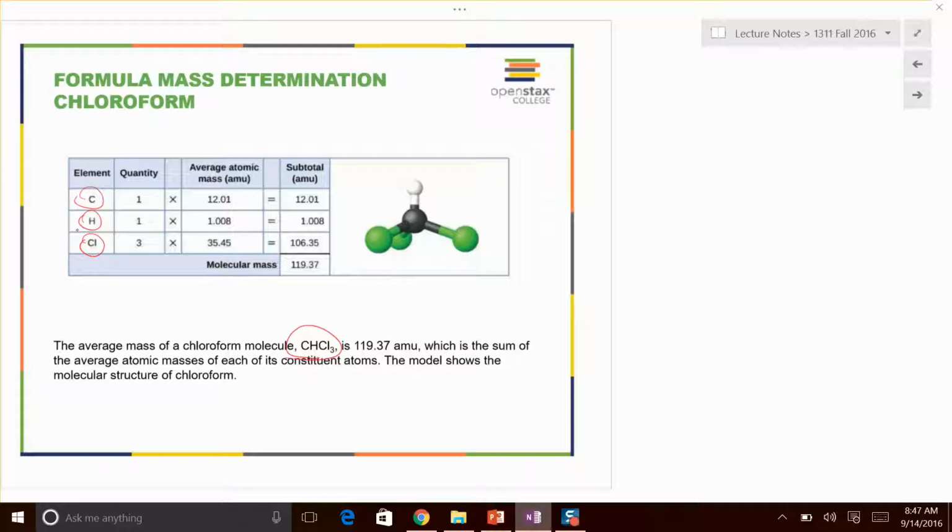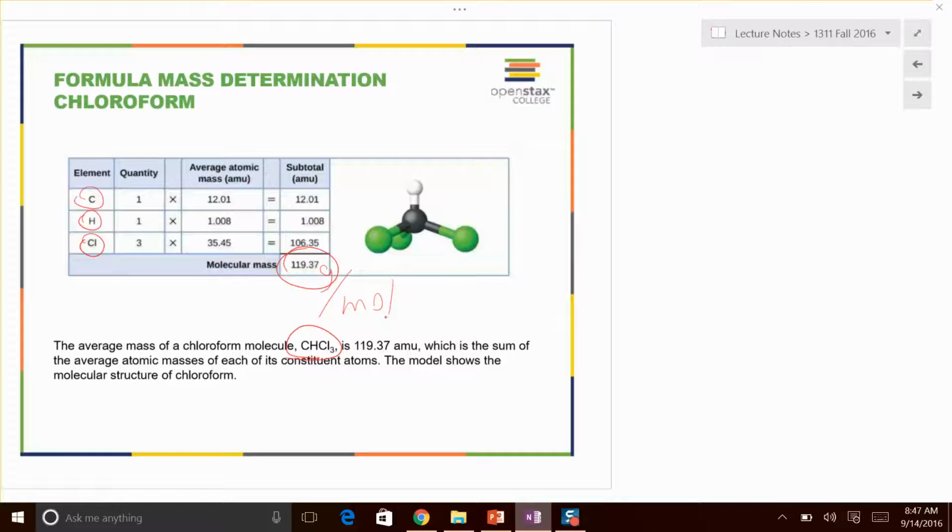So now I just need to find out what the mass of everything is together. Carbon has a mass of 12, hydrogen a mass of 1, and 3 chlorines have a mass of 106.35. Then add it together, and I get a final mass of 119.37. Now, the units of that would be grams per mole, and we'll talk about what that means per mole in just a little while. But that would be the units of my mass.